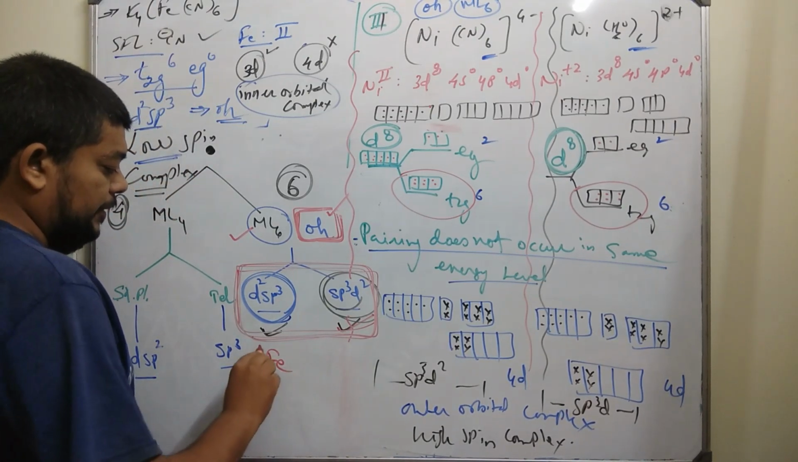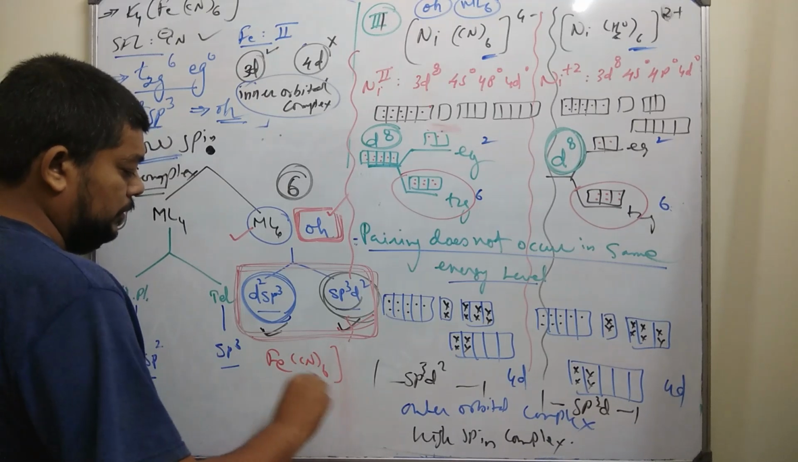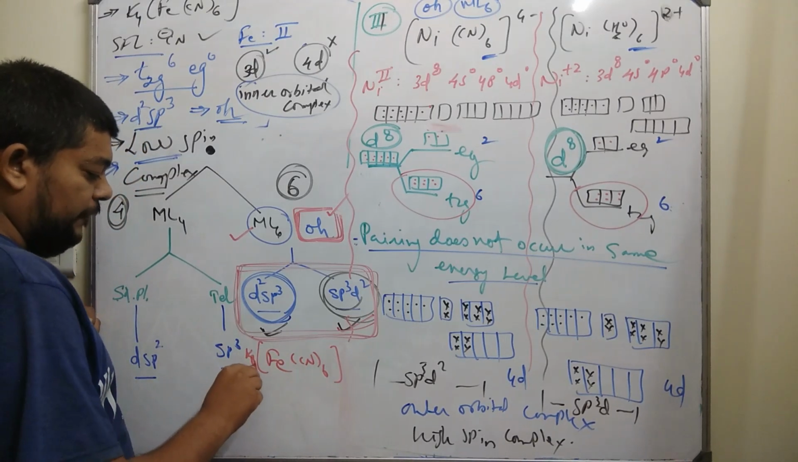Our examples that we took was K4[Fe(CN)6].